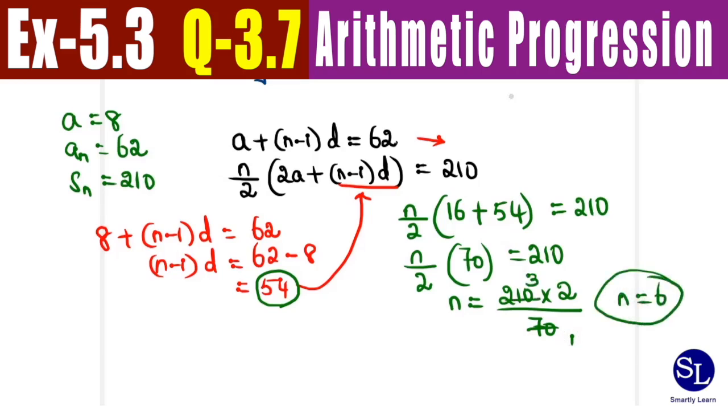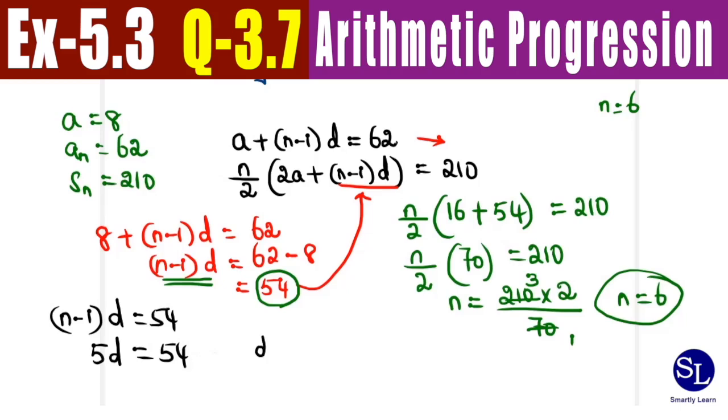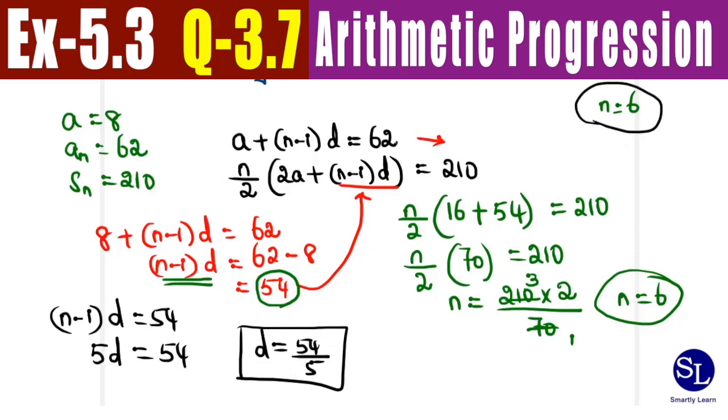So we found out what is the value of n here. So let's note it here. The next thing that they wanted was the value of d. Finding out d, we already computed what is the value of (n - 1)d. So we know that (n - 1) × d is 54. So let's substitute the value of 6 there. So 6 - 1 is going to be 5. So 5d is equal to 54. So d is equal to 54/5. So we found out the d value and the required n value.